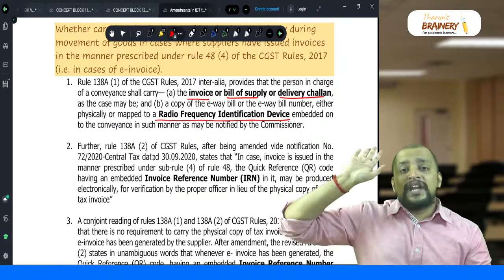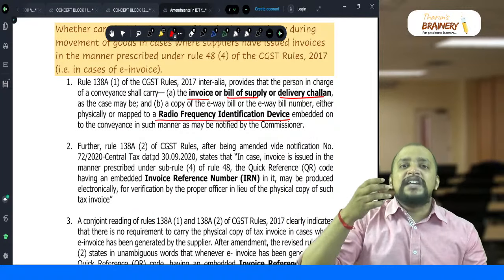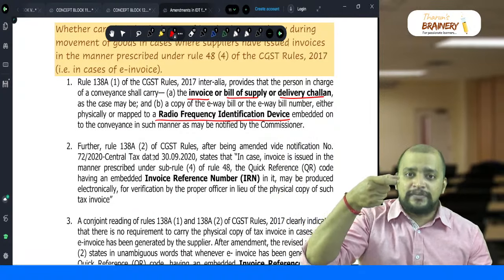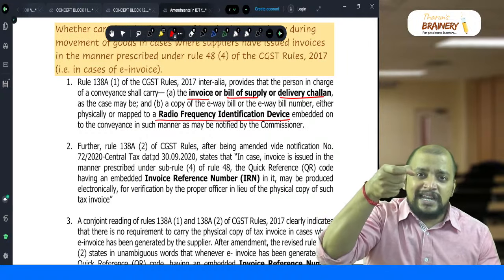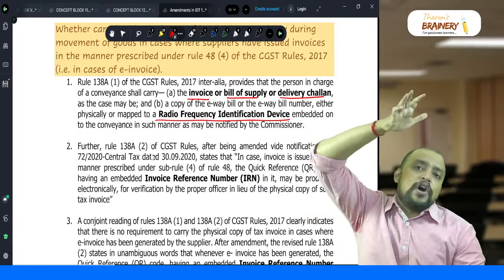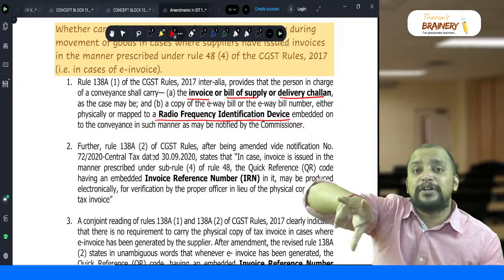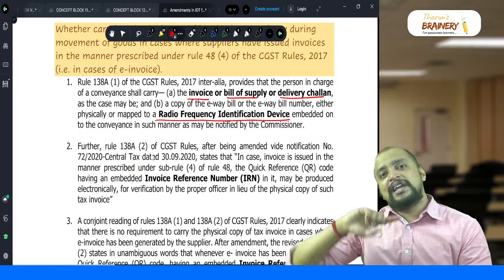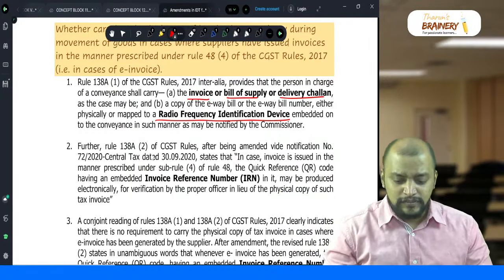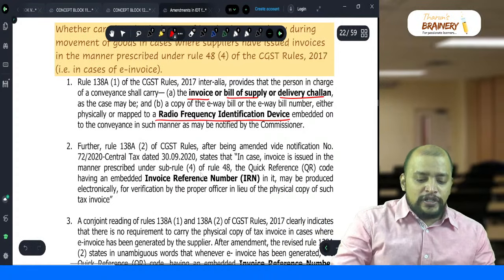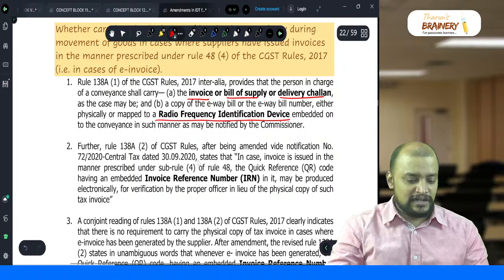Now, whenever the proper officer wants to intercept and check the vehicle, he will have an RFID reader. That RFID reader, like a camera, will scan that RFID device. So all the e-way bills mapped to that RFID device can be viewed by the proper officer. Okay. Then embedded onto the conveyance in such manner as may be notified by the commissioner.